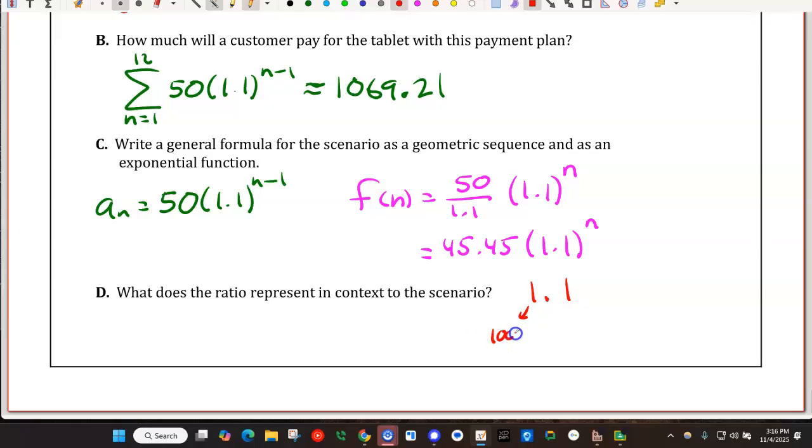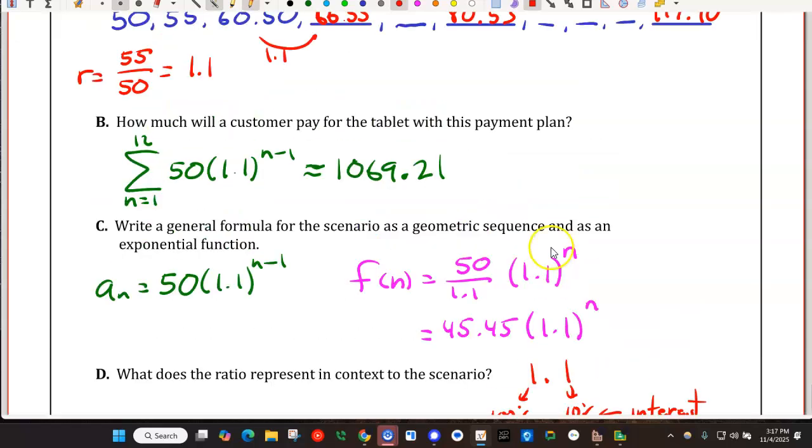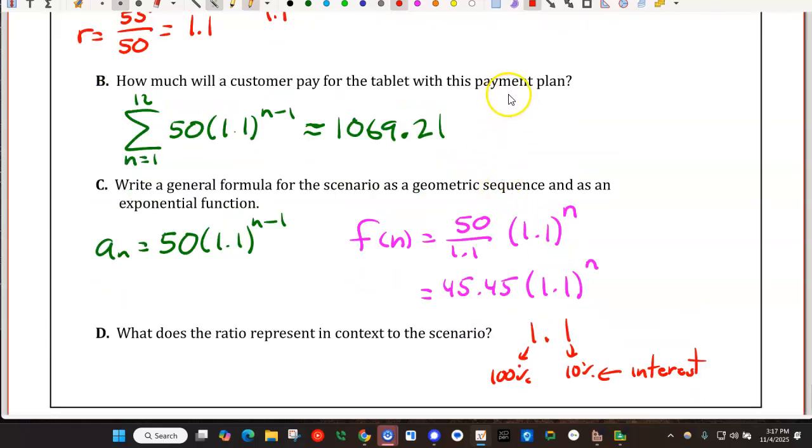This one means you're paying for the original price of the tablet, and this 0.1 is a 10% interest on it. So if you just make a minimum payment on something with a credit card, you pay a lot more than the actual thing is worth because you're borrowing somebody else's money. So this is the interest, which this is actually a very low interest rate. A lot of them are 20, 25%.